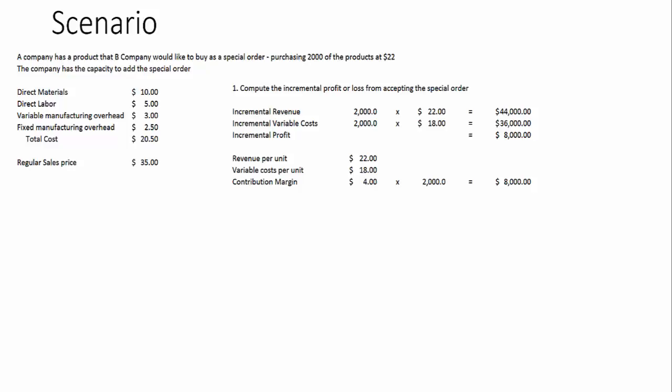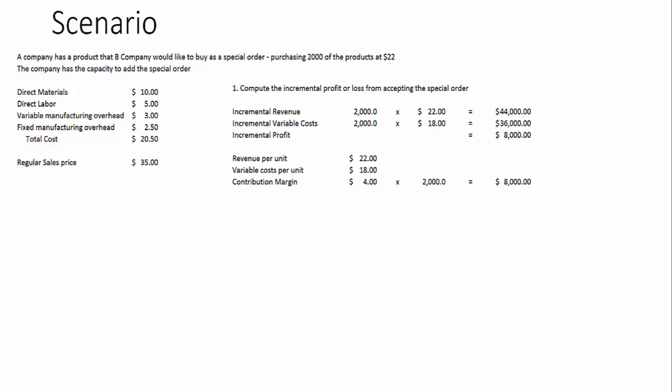Incremental variable costs would be the 2,000 units times $18. The $18 is the direct materials, direct labor, and variable manufacturing overhead added together. So the incremental variable costs would be $36,000. So the incremental profit would be $8,000. Basically, what's happening here is that we're ignoring the fixed manufacturing overhead because that portion is considered covered by whatever production we're already doing. And so we don't have any extra fixed manufacturing overhead costs.